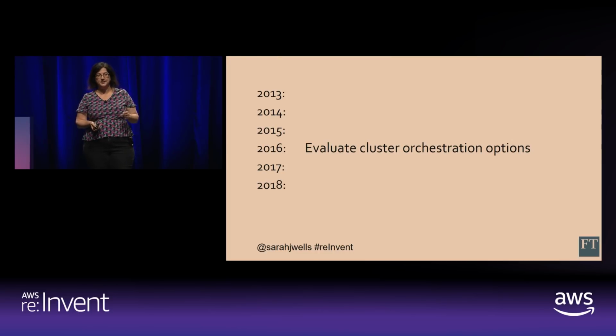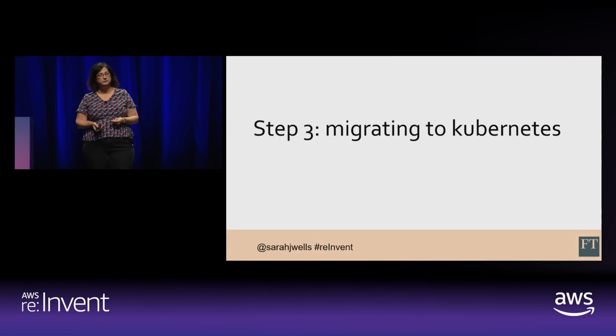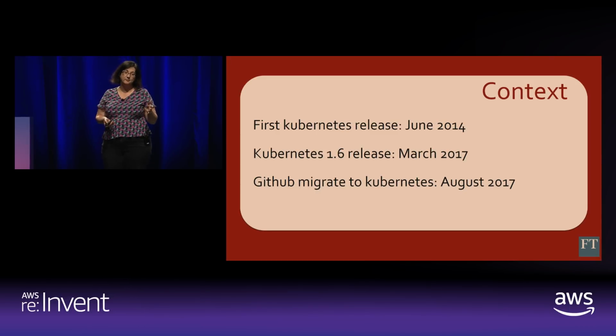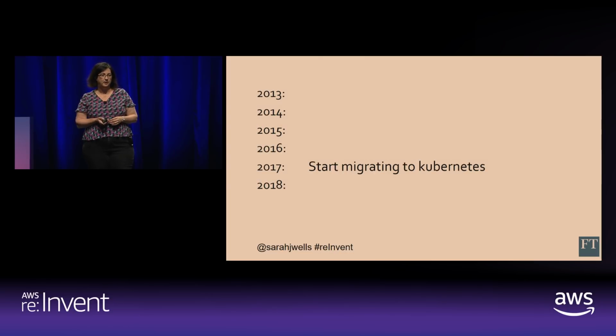So end of 2016, we started looking to migrate away from our hand-rolled platform. We had a workshop, evaluated a few options, and we selected Kubernetes. So Kubernetes was released in June 2014, and the 1.6 release in March 2017 was viewed as a stabilization release, i.e. this is ready for prime time. And by August, people like GitHub were migrating, so that suggests that people trust that it's now ready for production use. So we started looking at it early in 2017.